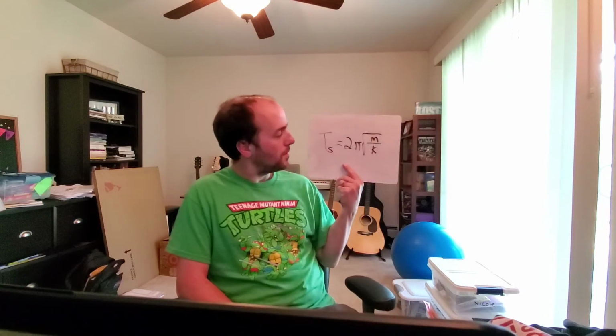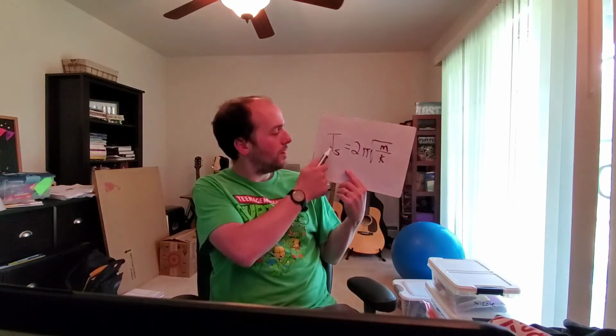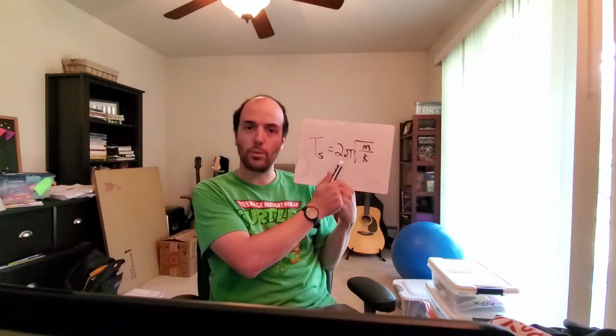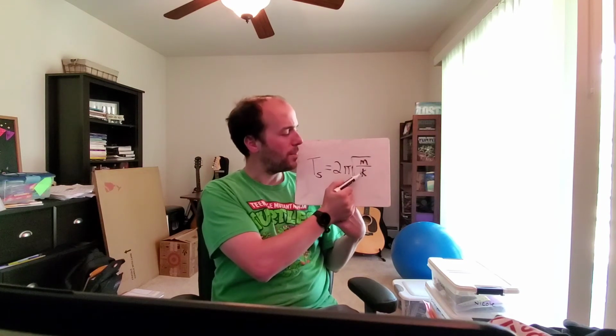Now, let's look at a spring. T sub s equals 2 pi times the square root of m over k. So we have the period of a spring equals 2 pi. There's that 2 pi again to represent one full cycle. Which means if the spring starts out here, goes here, and then comes back, that's your one full cycle. Equals the square root of m for mass over k, your spring constant.